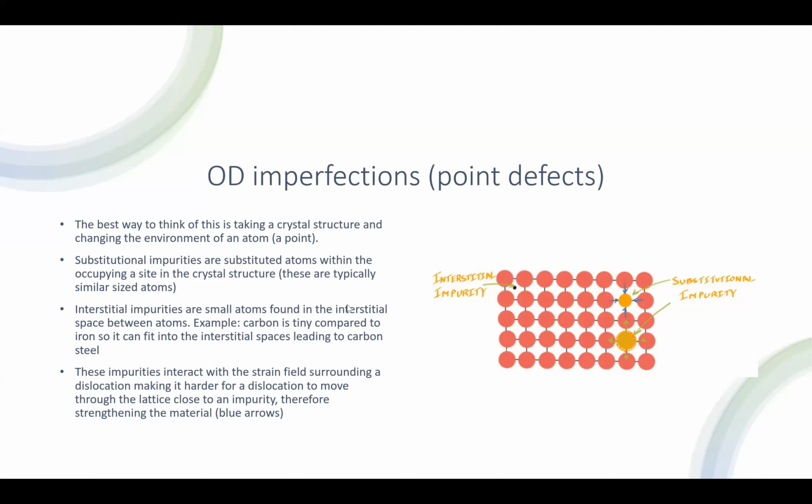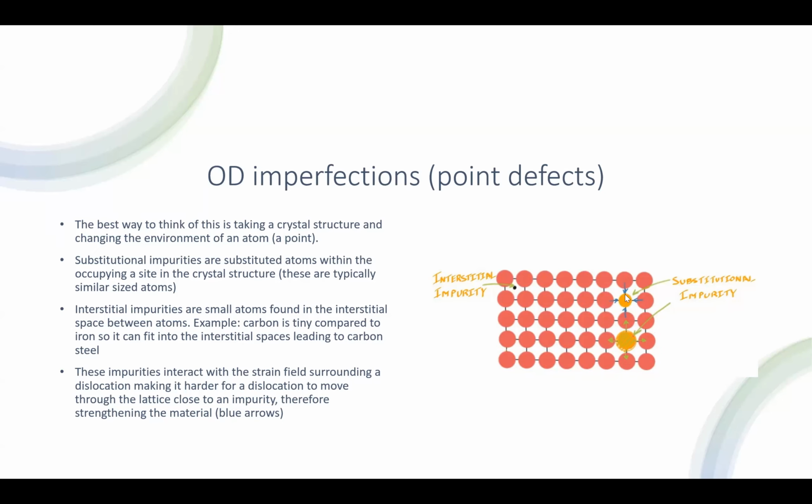And then interstitial impurities are small atoms found in the interstitial spaces between atoms. The example in the book was this carbon atom. It's so tiny compared to the iron that it can fit in these interstitial spaces. And this leads to a carbon steel. These impurities interact with a strain field surrounding a dislocation, making it harder for a dislocation to move through the lattice close to an impurity, therefore strengthening the material.